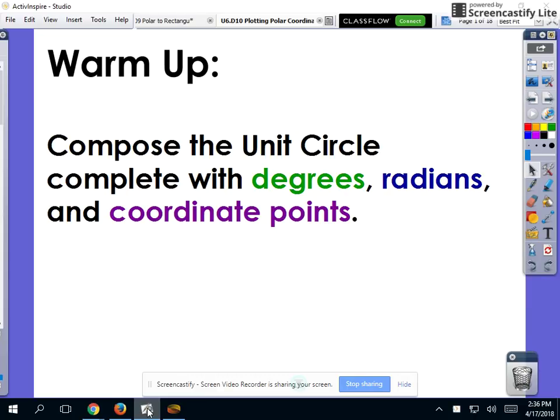So to start out, I would like for you to take out a sheet of paper, draw a big circle with an X and a Y axis, and go back to the memory you had of the unit circle, complete with degrees, radians, and coordinate points. It should take you about 5 minutes, so please pause this video. Yes, right now, pause this video and get started.